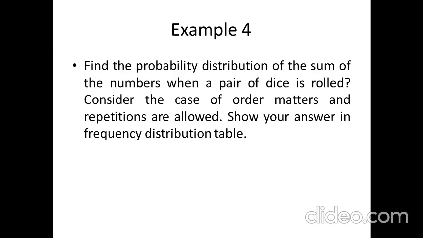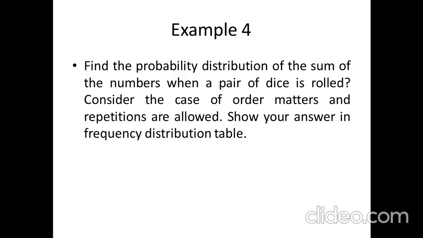Find the probability distribution of the sum of the numbers when a pair of dice is rolled. So when we roll a pair of dice, we get two outcomes, and the sum of these outcomes is the random variable. Please note this: the key idea in picking up the random variable is that it is only the random variable whose probability or frequency distribution is determined. It is only the random variable whose mean values are determined.